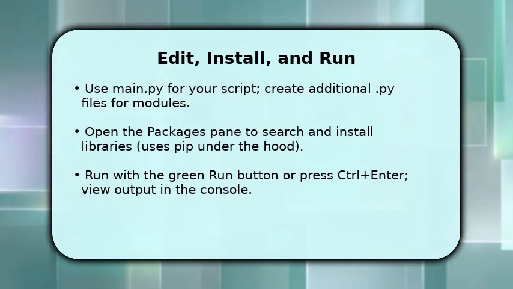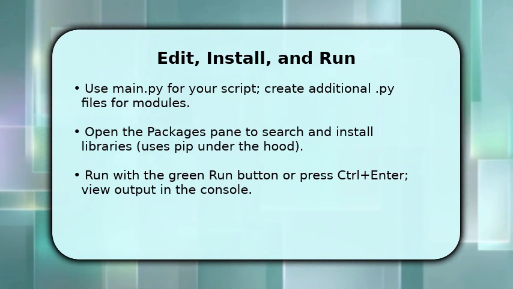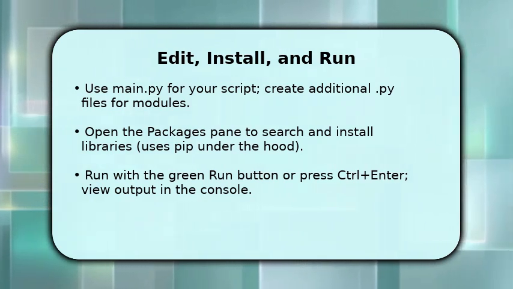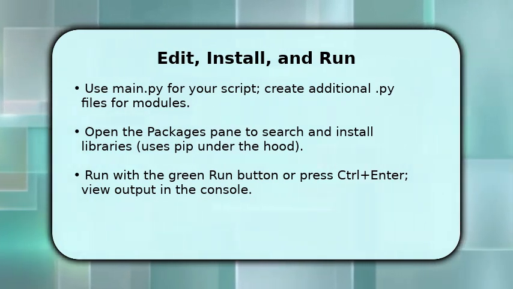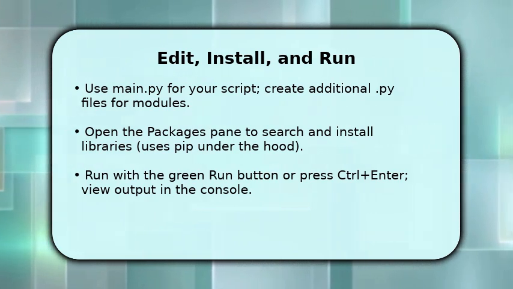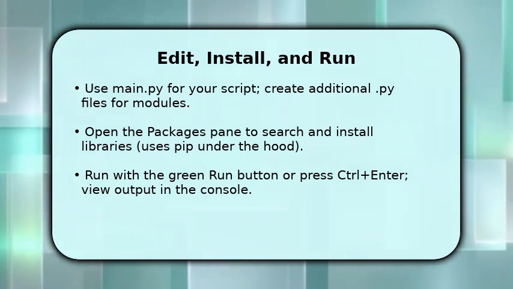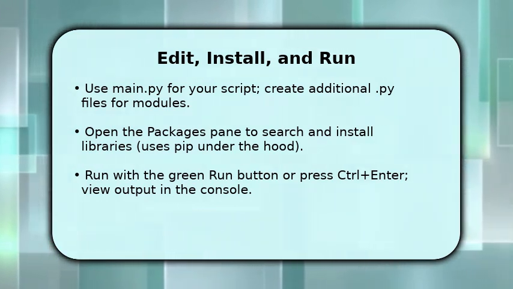You'll edit main.py and can add files for cleaner structure. Import them normally to keep code modular. When you need external libraries, open the Packages tab, search a package name, and click Install. Replit handles pip so you don't manage venvs manually.